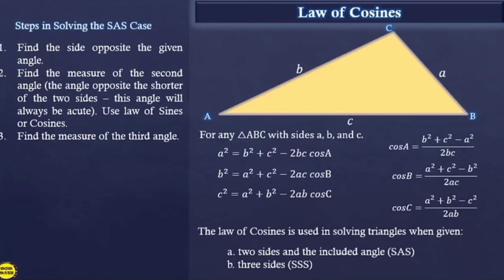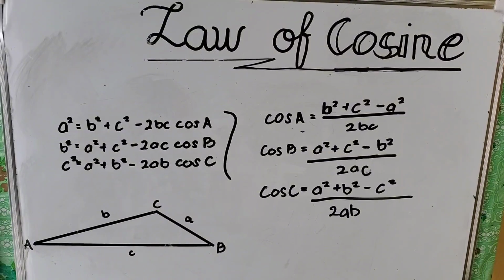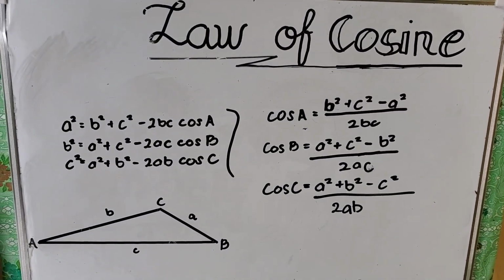So, these are the steps in solving the SAS case, or the side-angle-side case. First, find the side opposite the given angle. Next, find the measure of the second angle, or the angle opposite the shorter of the two sides. This angle will always be acute. Use the law of sines or cosines. Third, find the measure of the third angle. And those are the steps in solving the SAS case.